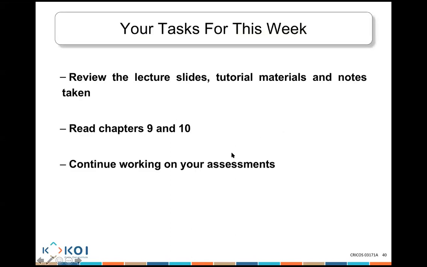Guys, review the lecture slides and the notes and the tutorial materials. Read chapters 9 and 10. Continue working on your assessments, including the quiz that is going to happen when we come back in week 7. So it's very important you come to your classes in week 7 to do your quiz and to potentially start talking about your assignment further.